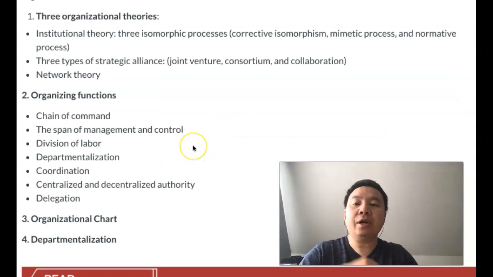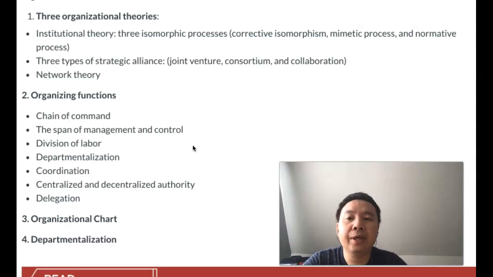So we're going to talk about 4 topics. First, we're going to look at 3 organizational theories, which are institutional theories. We'll talk about 3 types of strategic alliance, which include joint ventures, consortiums, and collaborations. And also we'll talk about network theories.